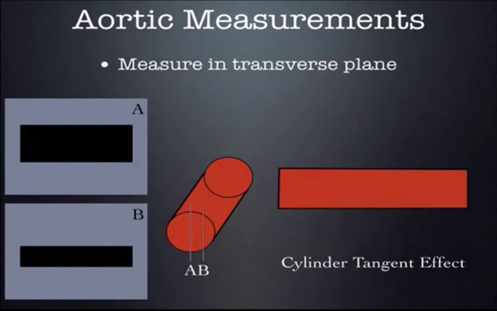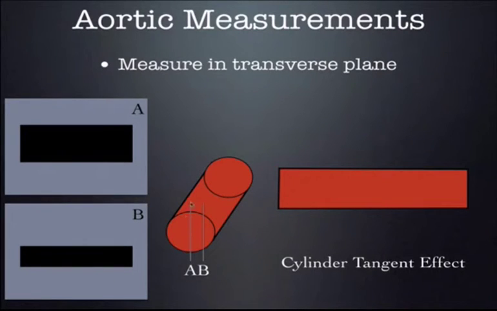We talked earlier about cylinder tangent effect, and that's a phenomenon that you can deal with when you try to measure the aorta in long axis. Now remember, when you go from transverse to long axis, the aorta image will go from a circular appearance to more of a cylinder appearance. And if the probe is positioned in long axis directly over the midline of the aorta, as is shown here in image A, then you would actually get an accurate measurement of the diameter.